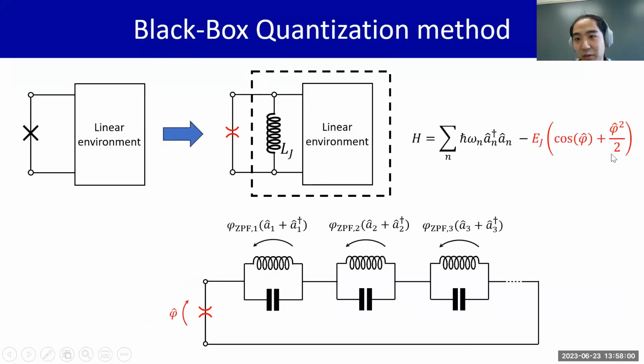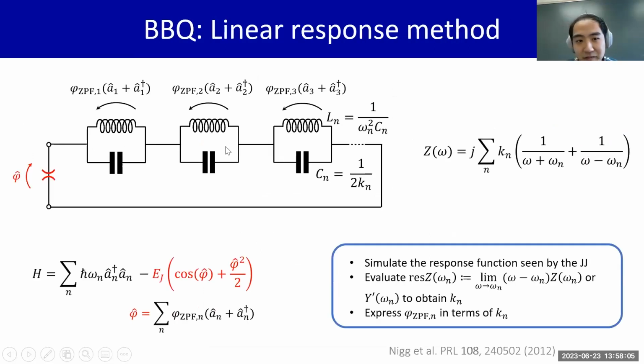Another thing we want is how to express this phi in terms of the eigenmode operators. As I just said, phi is the sum of all of these phi's for each eigenmode, with a prefactor phi ZPF that stands for the zero-point fluctuation of each eigenmode. So the first task is to get all the eigenmode frequencies omega n, which we already know how to do. The second task is to get all of these phi ZPF for each of the eigenmodes. And there are two different methods to do that.